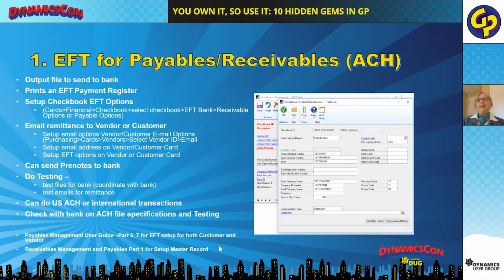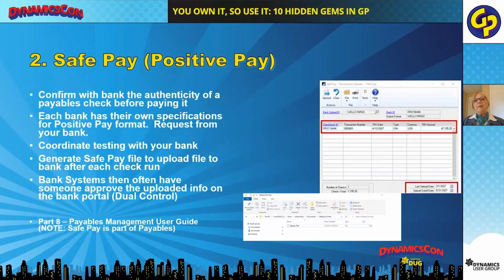Safe Pay, that's the module for positive pay. You might be more familiar with that name. You can confirm with the bank, basically the authenticity of a payables check before it gets paid. So that authorizes the bank to release that check. And each bank has their own specifications, so request that from your bank. Coordinate testing with your bank because you might have to test a couple of times. And you can generate that file to upload after each check run.